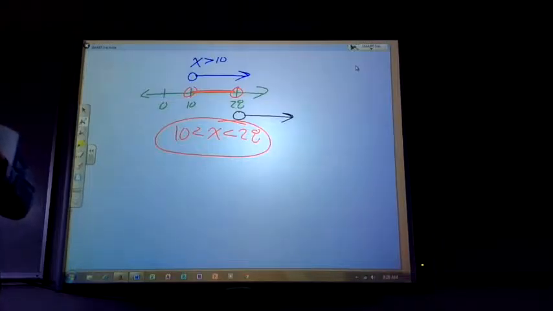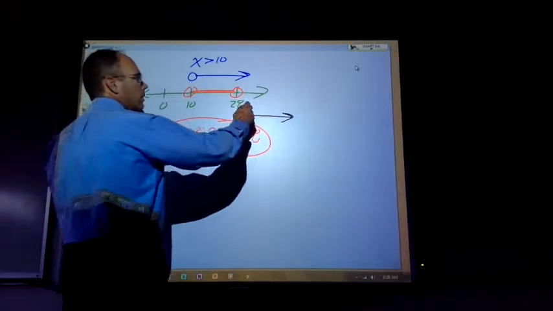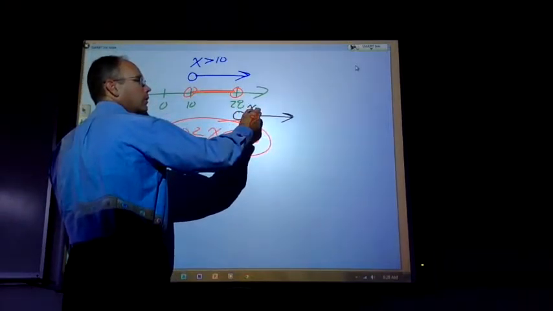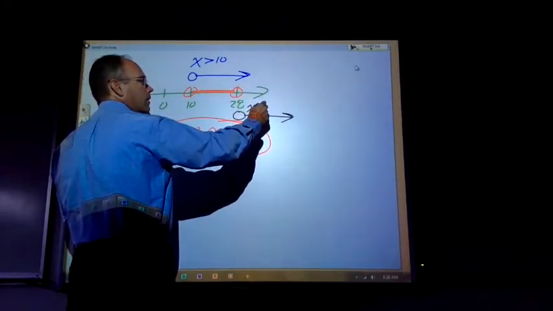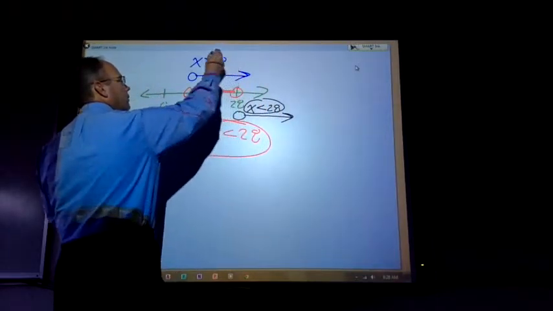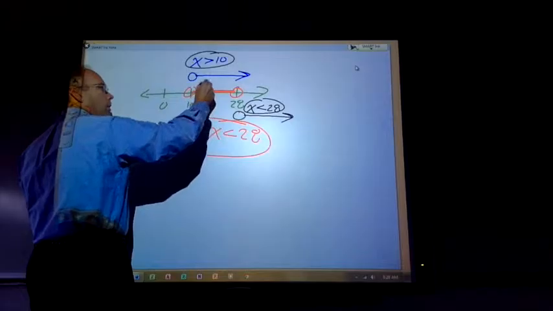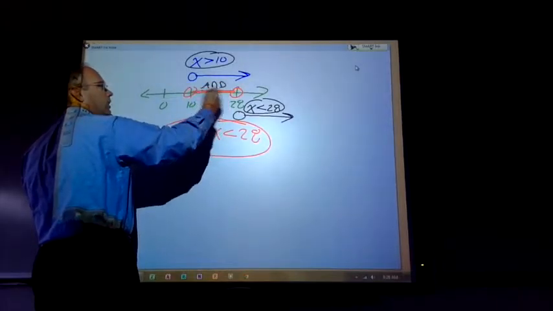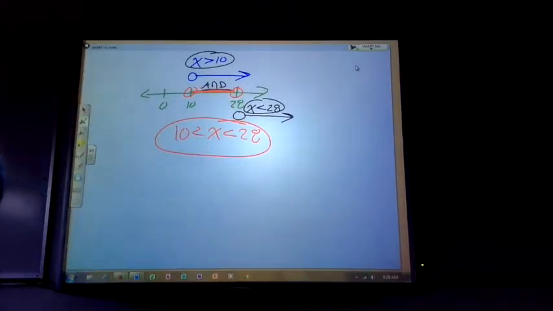What is it? X is it greater than 28 or less than? Okay. So now, I want to combine this and this. When I'm shading together, this means and. You're including this and that. This or that means you're shading opposite directions, not including the middle. So we're intersecting the two.